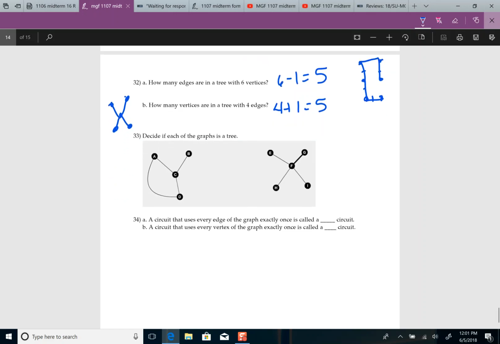Alright, so this says decide if each one's a tree. So this one has a circuit, so this is a no. This one looks great, so this is a yes. Alright, this is a fill in the blank. A circuit that uses every edge of the graph exactly once is called a blank circuit. Well, every edge, that would be Euler. A circuit that uses every vertex, that would be Hamilton.